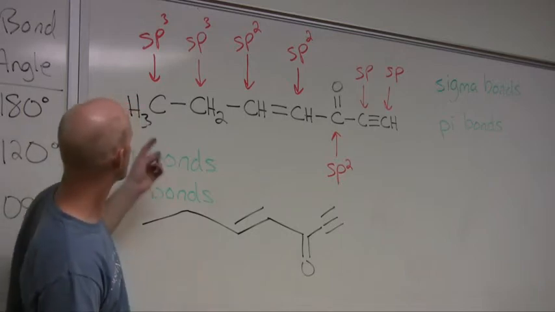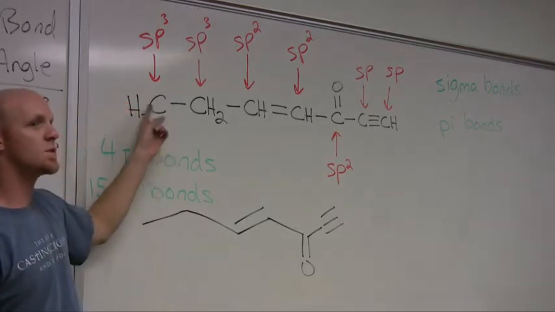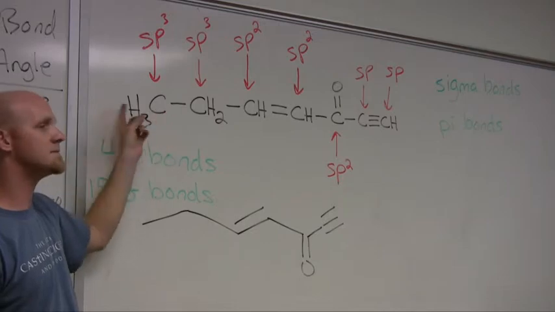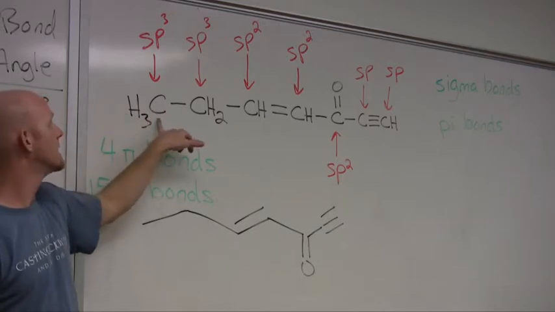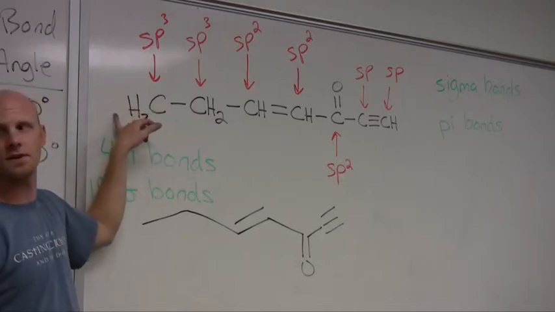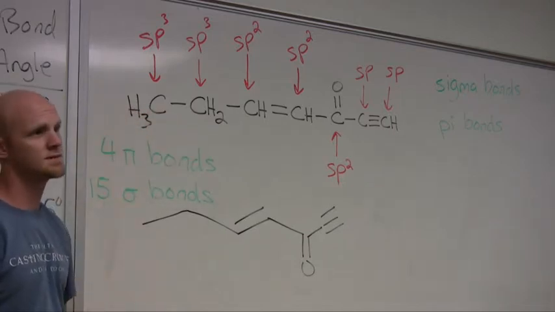So what about this carbon to one of its hydrogens? What orbitals are overlapping to make one of those sigma bonds? sp3 and one of the hydrogen's s's. Good. An sp3 and an s. Sweet.